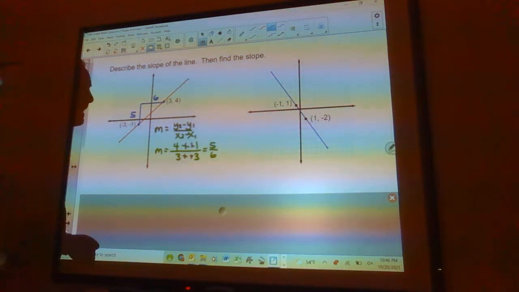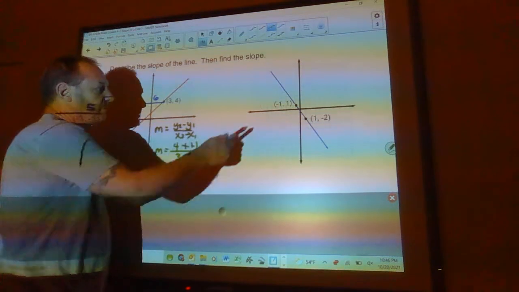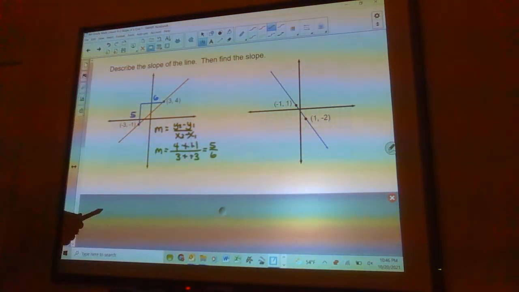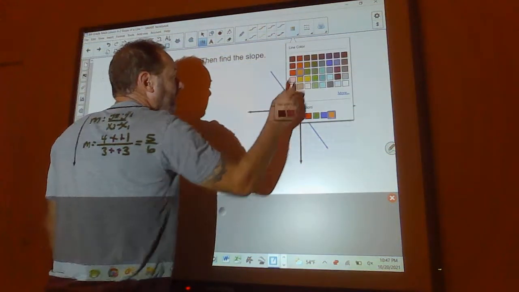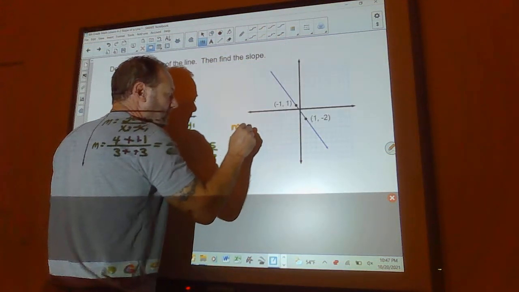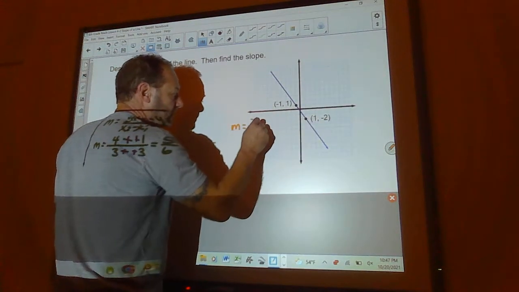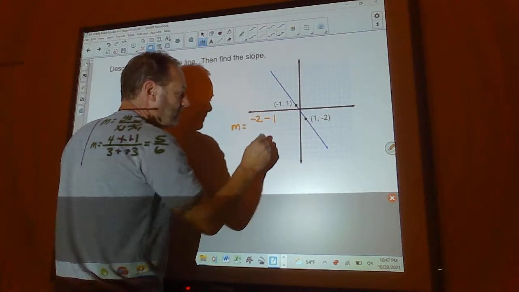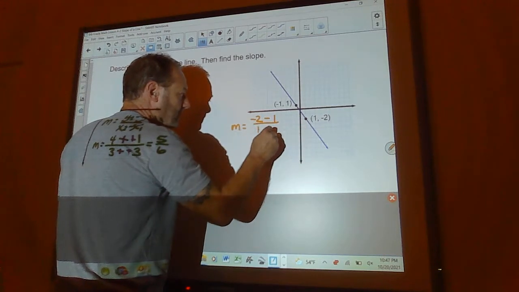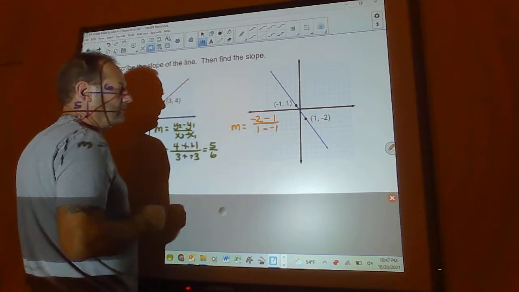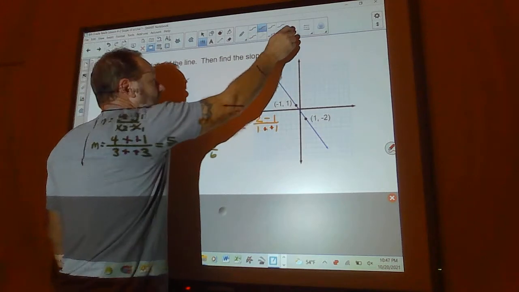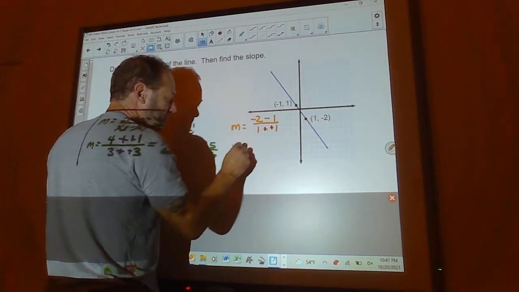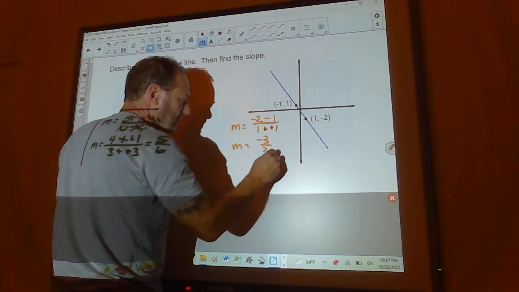Piece of cake. Now this one over here, I can look at the line, it's going downhill to the right. I know the answer is going to be negative, so if I calculate the slope and I get a positive number, I know I've done it wrong. So let's look here. The slope is going to be y2, negative 2, minus y1, which is 1, over x2, 1 minus negative 1. And then these two right here cancel out, become plus. And so slope is negative 3 over 2.